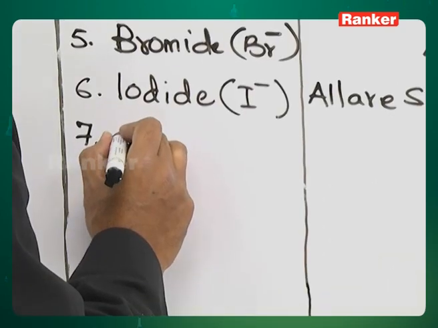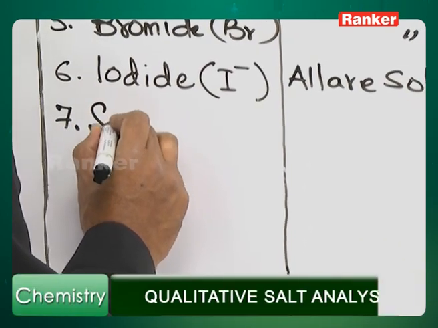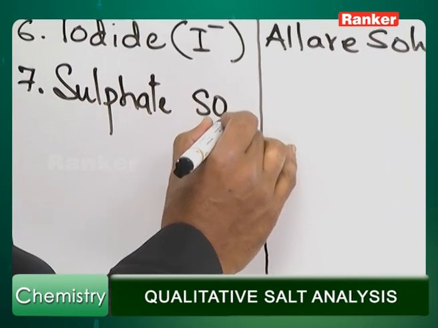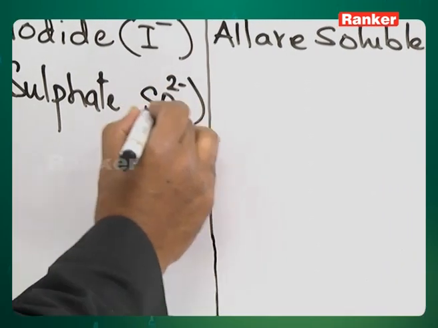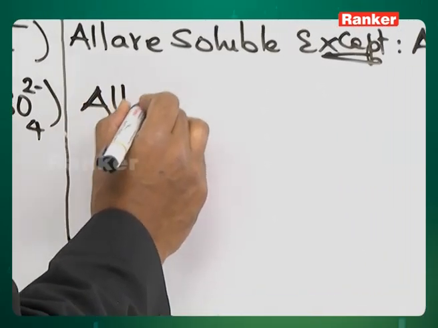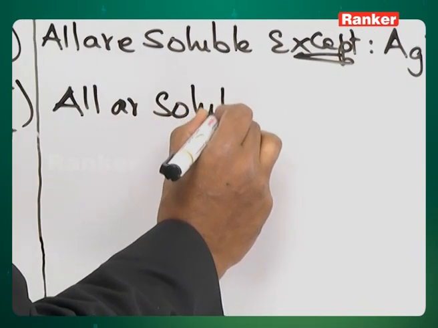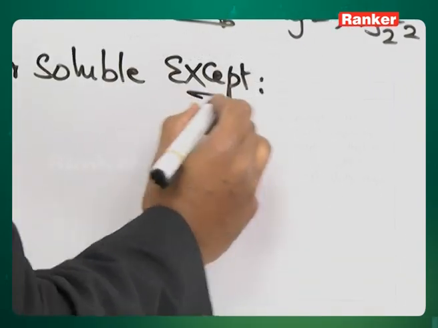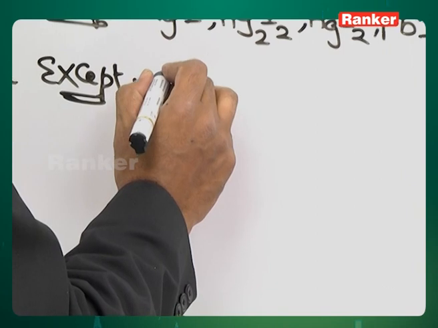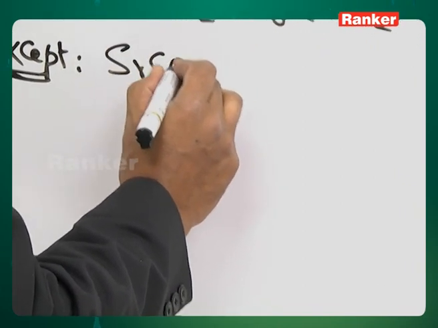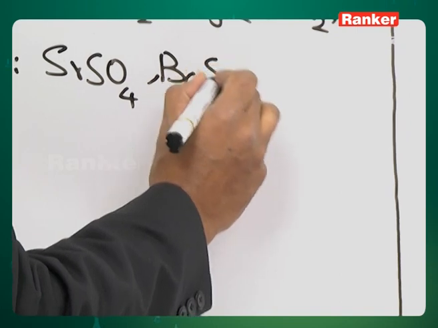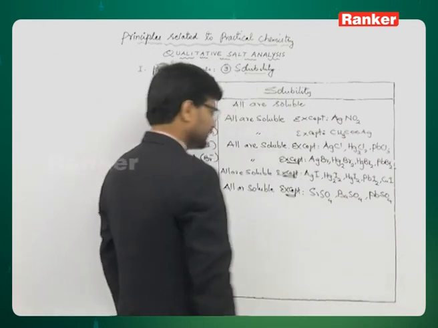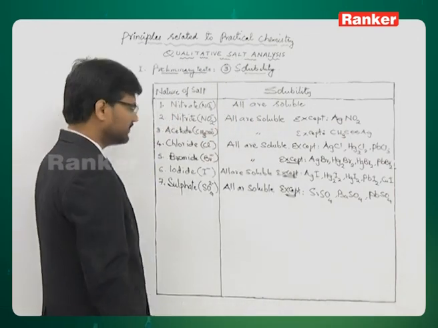Number 7. Number 7 is sulfates, SO4 2 minus. All are soluble except there are 3 sulfates which are insoluble: strontium sulfate, barium sulfate, lead sulfate. These are the insoluble sulfates. All other sulfates are soluble in water.